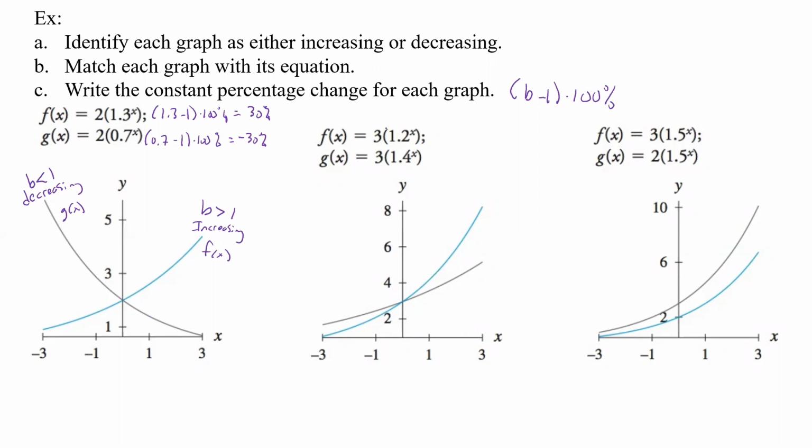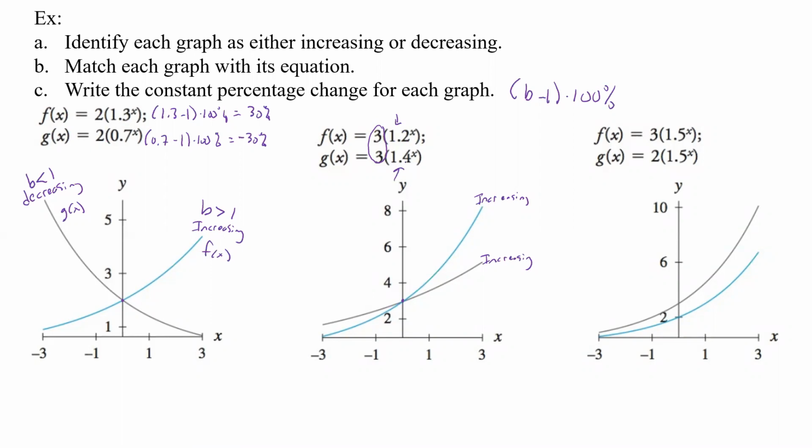All right, what about the next one? Okay, well here, what we have to look at is both of these are increasing. That was easy. They're both going up as we go from left to right. Now they both have our initial point of 3. That's another thing we should probably talk about. That initial point A, that's 2, that's that point right there. This one, we have that initial point 3, and that's that point right there. Now, all that's different is the b values. We have 1.2 versus 1.4.